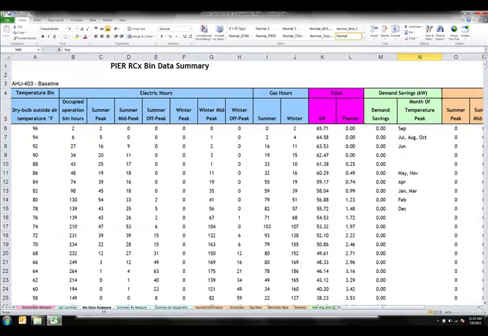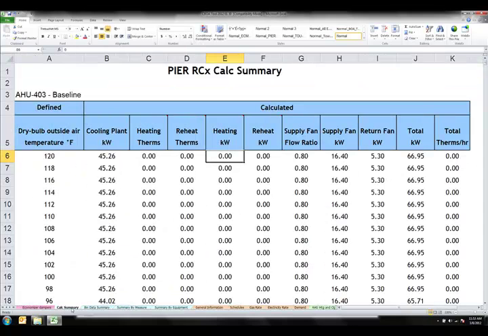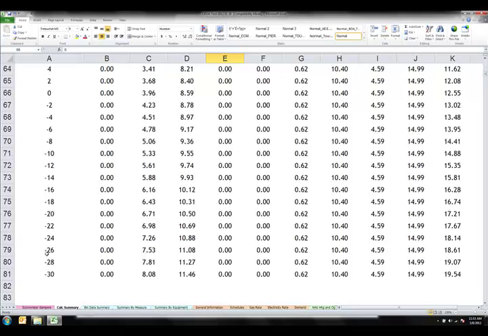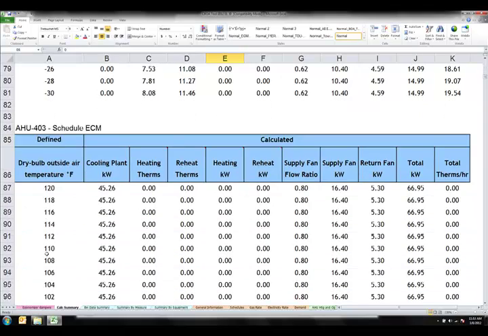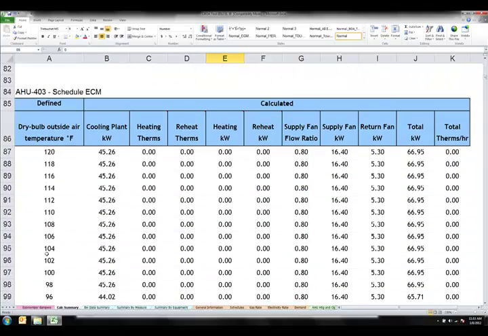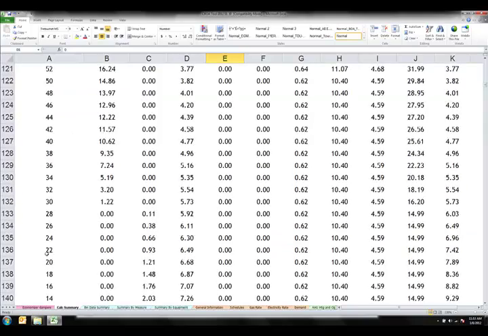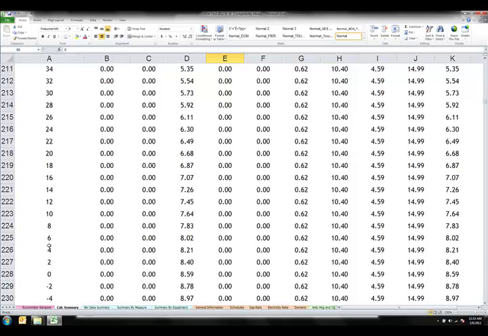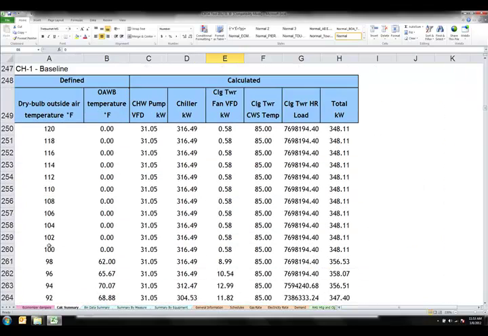Let's go back to the bin data summary. I'm sorry, the calculation summary tab. So below this, we can see the other ECMs, a table for each ECM that we ran in the tool. And then after that, you'll see the chiller baseline, and then the chiller ECMs come next.